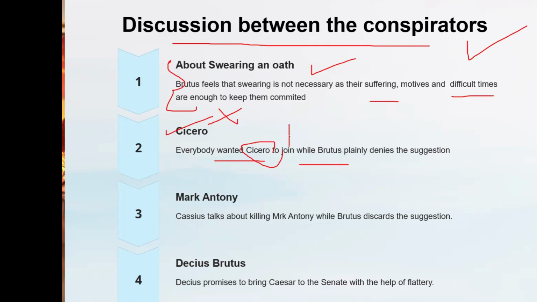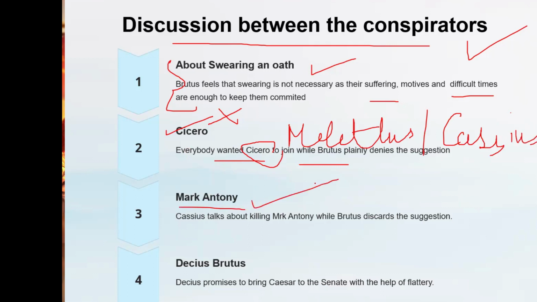On the other hand, people like Metellus, Cimber, Cassius, they all tell that they should have Cicero on their side. Okay, next they talk about Mark Antony. So, what do they talk about Mark Antony? They talk about killing Mark Antony.